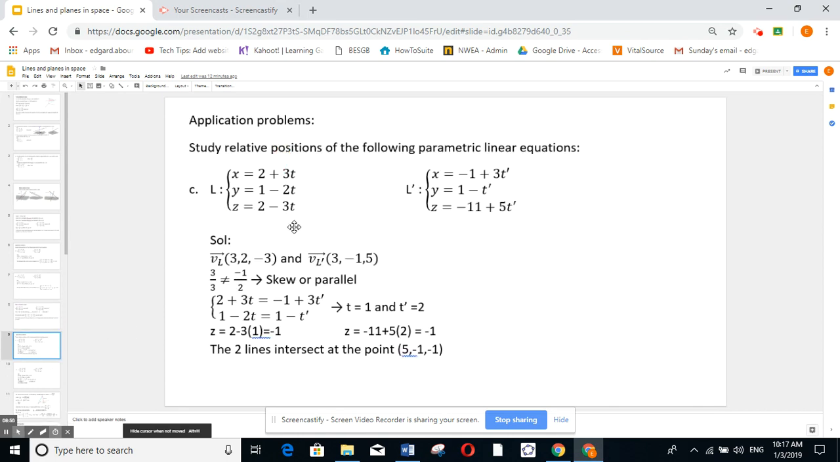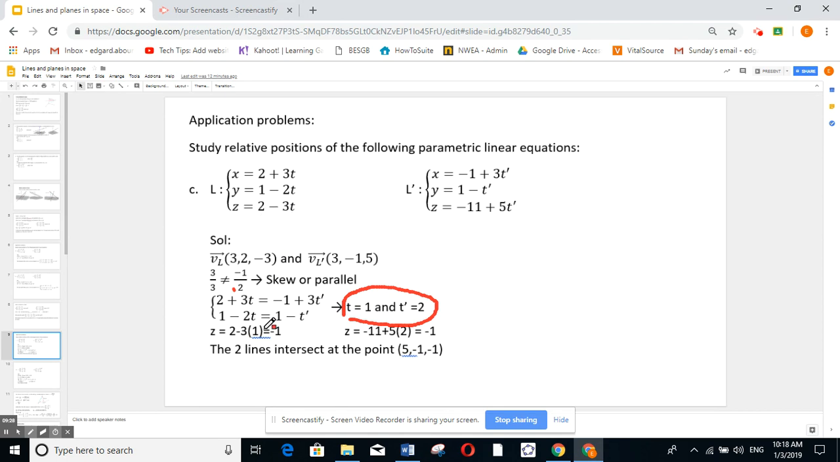Study the relative position of the lines with the following parametric equations. As you can see, for the directing vectors, 3 over 3 is not equal to -1 over -2, so it's different. So the lines are not parallel. So either intersecting or skew. Now I take the first two: 2 plus 3t equals -1 plus 3t prime, and 1 minus 2t equals 1 minus t prime. I have two equations, two unknowns. You put t and t prime on one side and the numbers on the other, as in the equations you took in grade 10, and you get these two values. So we take t equal to 1 and replace it here.